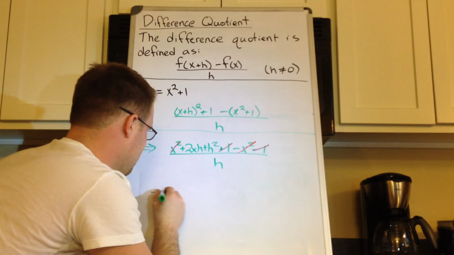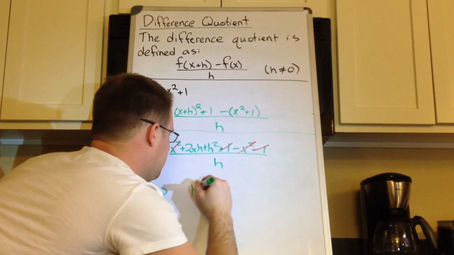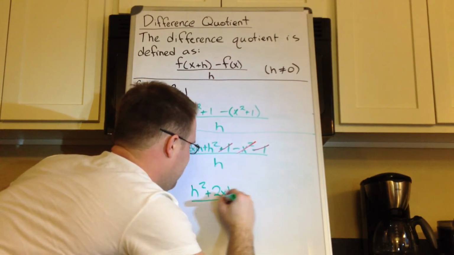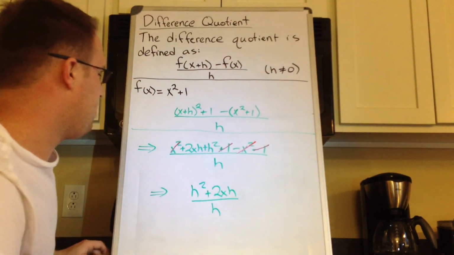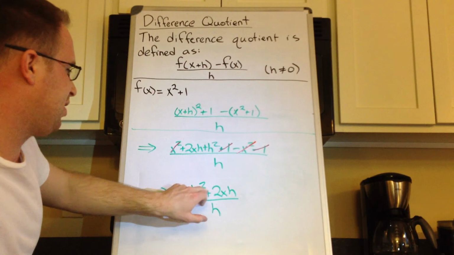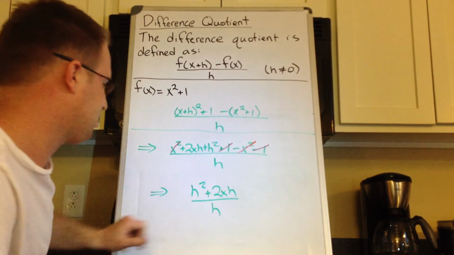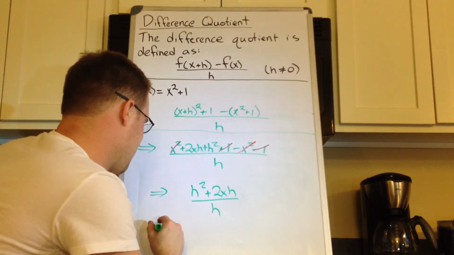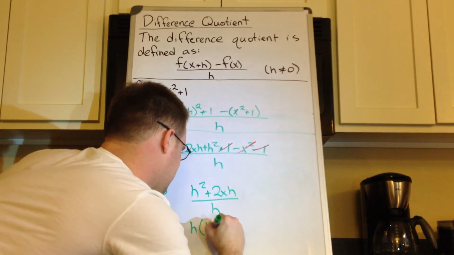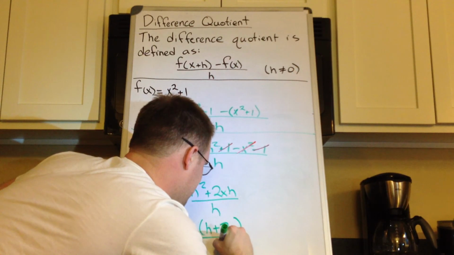I'm going to switch the order of these. I'm going to say h squared plus 2xh all over h. And now we're almost done, but we're going to be able to simplify this a little more. We can factor an h out of the top of this fraction, so we'll have h times h plus 2x when we factor it out. So I'm going to put that down here: h times h plus 2x. And then we have an h on the bottom.